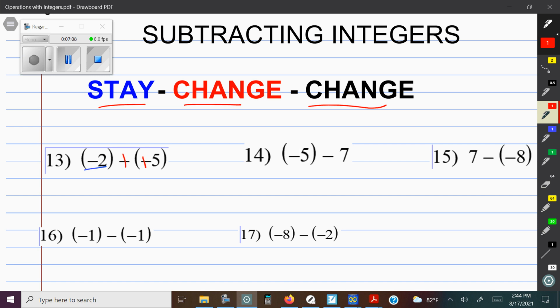So we leave the negative 2. Now we're adding a positive 5. Once you do that, and it's now adding instead of subtracting, we're going to go back to the rules we had in the previous examples where you have different signs, find the difference. So a positive 5 and a negative 2, different signs, find the difference, which is 3. And since the 5 is bigger, we leave it positive.